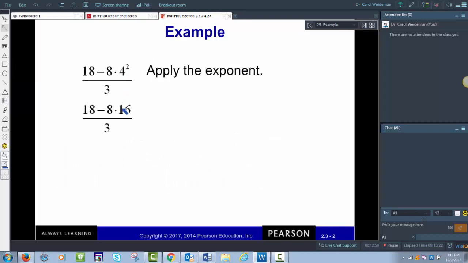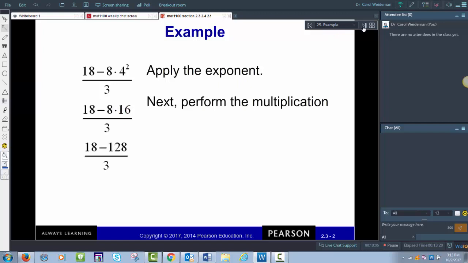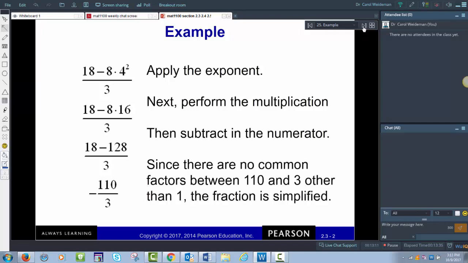4 squared is 16. Now order of operations tells me I'm going to multiply next. And now I'm going to simplify the numerator. We're going to subtract in the numerator. And then we're done. There are no common factors between 1, 10, and 3 other than 1, so this is a simplified fraction.